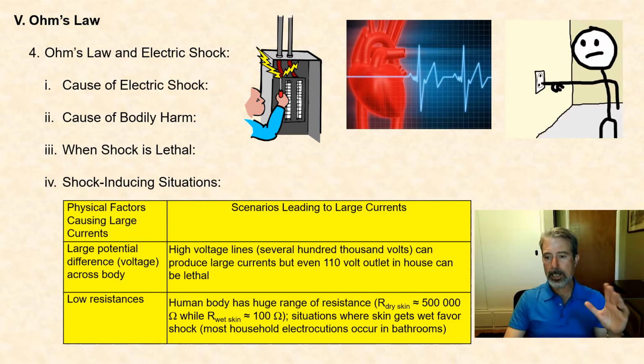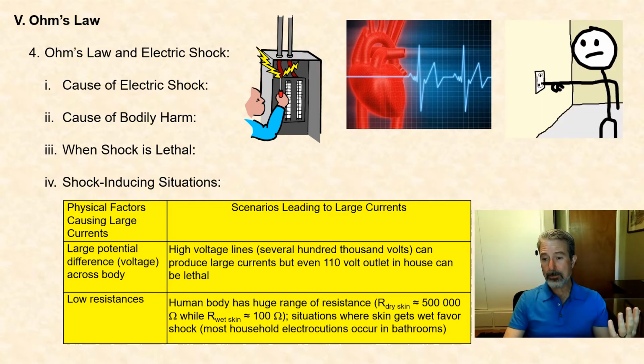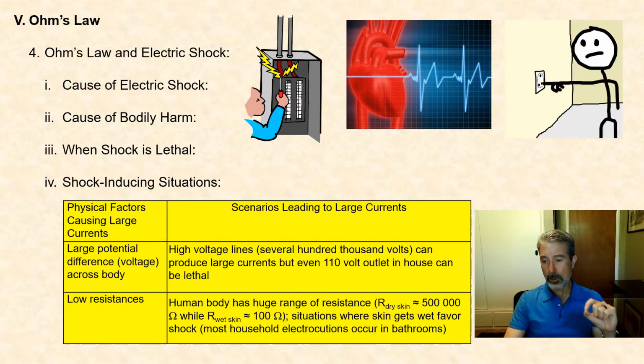So we'll take a look in the next slide at what I call the human battery. We'll take a look at the current that can get generated through the body and the effect of wet skin, okay, how the lowered skin resistance can increase current.